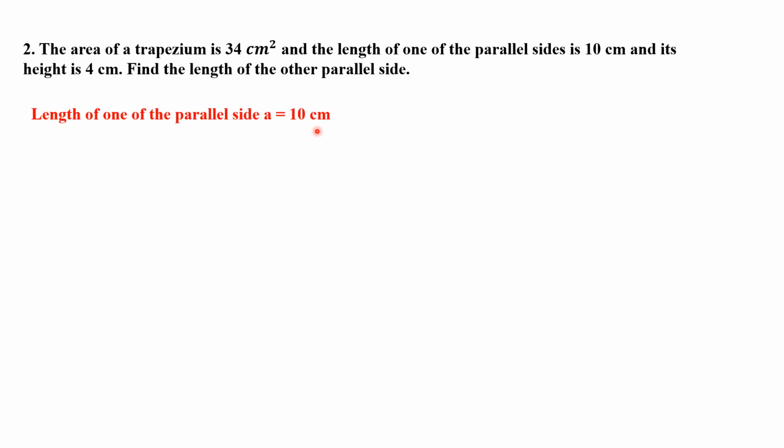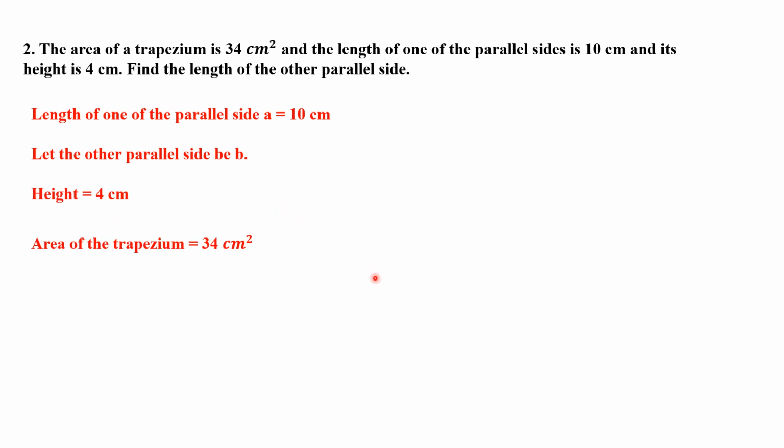So parallel side A is 10 centimeter and I'm going to assume the other parallel side as B. Height is given as 4 centimeter. Area of the trapezium is 34 centimeter square. So from here I can write the area of the trapezium formula is half into height into the sum of A and B, right?